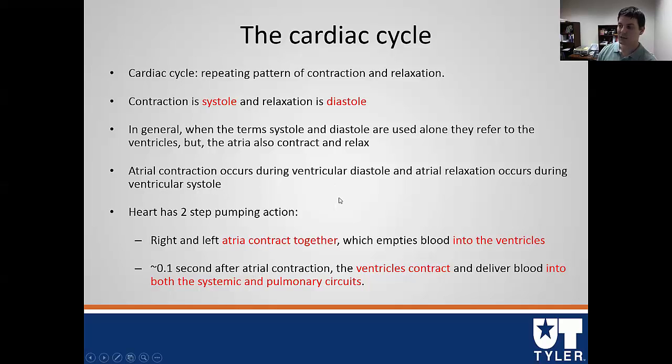So the heart as a four-chamber system has a two-step pumping system. The first is that the right and left atria contract together, right? And this makes sense because in the last module we talked about these intercalated discs creating these functional syncytiums, and we're able to then create a wave of contraction from both the right and left atria.